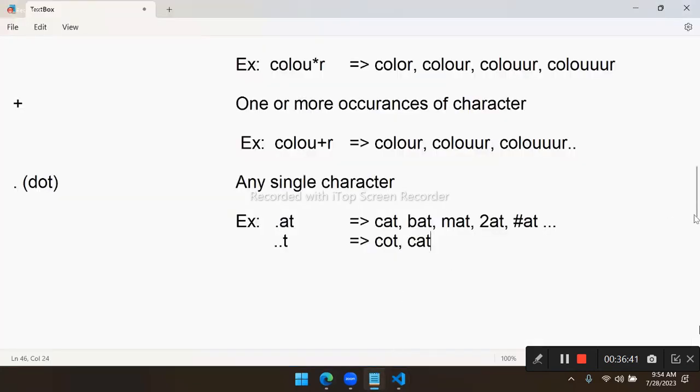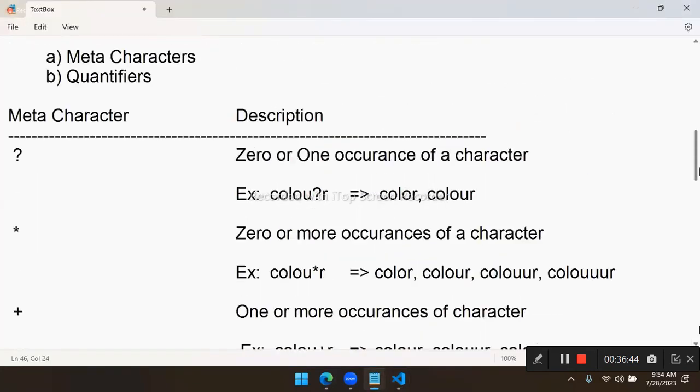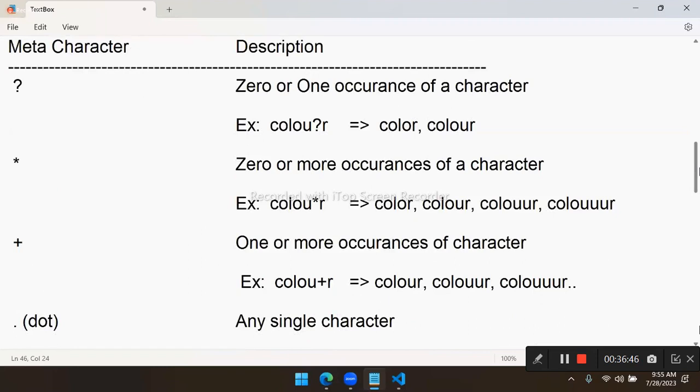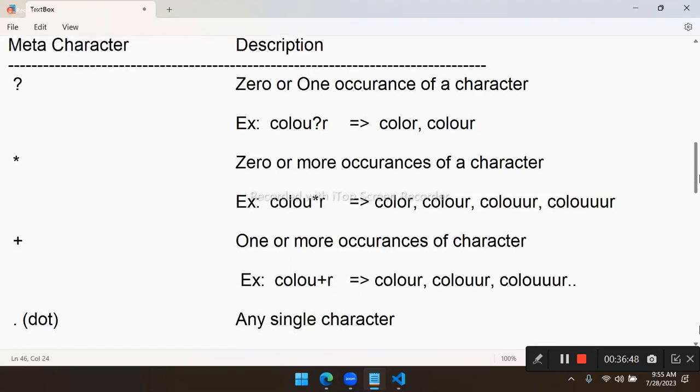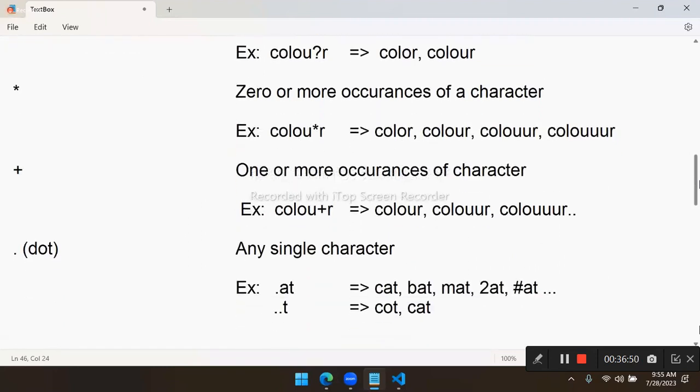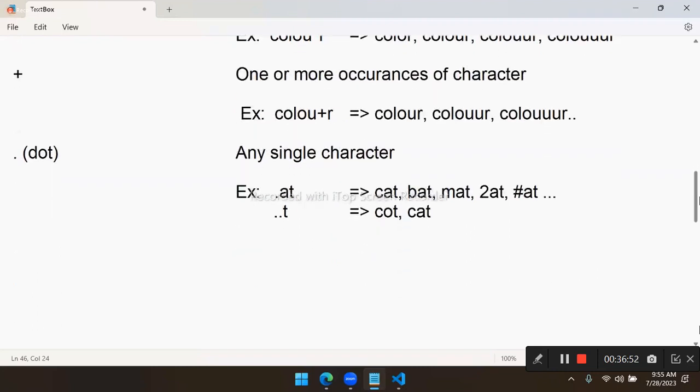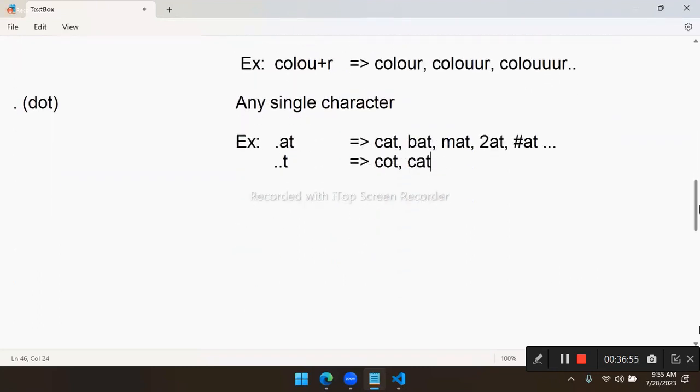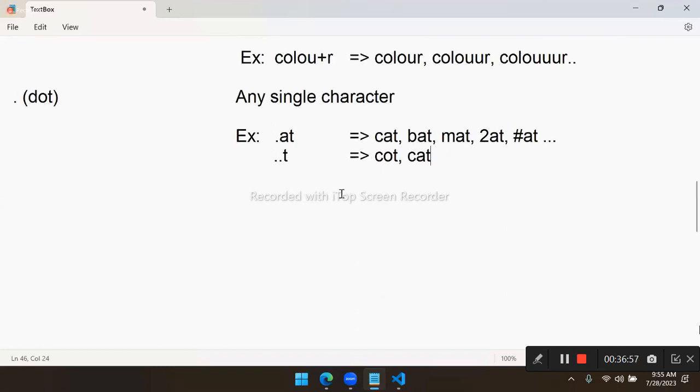Is it clear? Understood these three? Question mark means 0 or 1 occurrence. Asterisk means 0 or more occurrences. Plus is 1 or more occurrences. Dot, any single character. So you have another one, that is pipe.